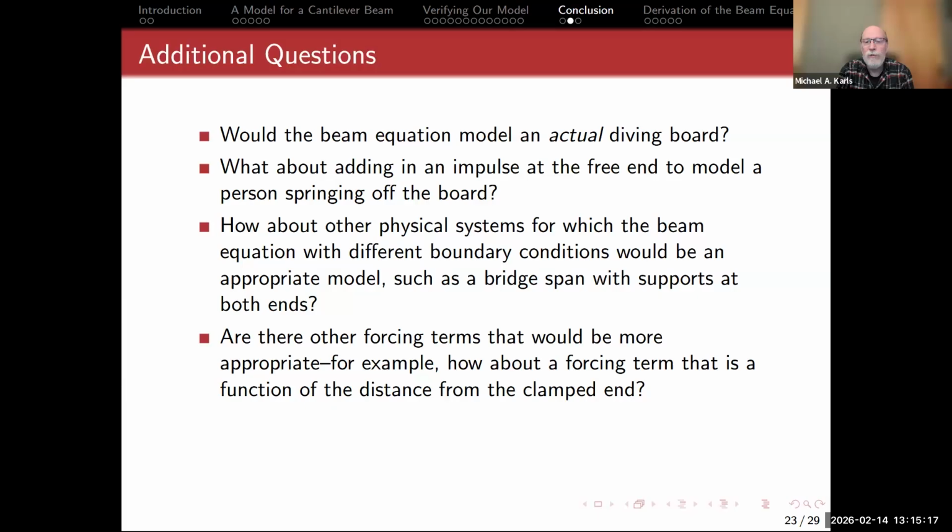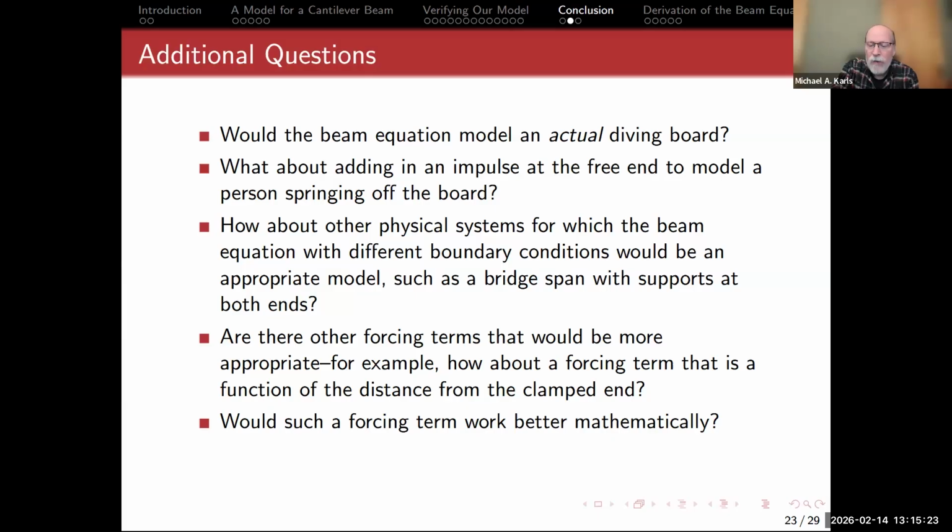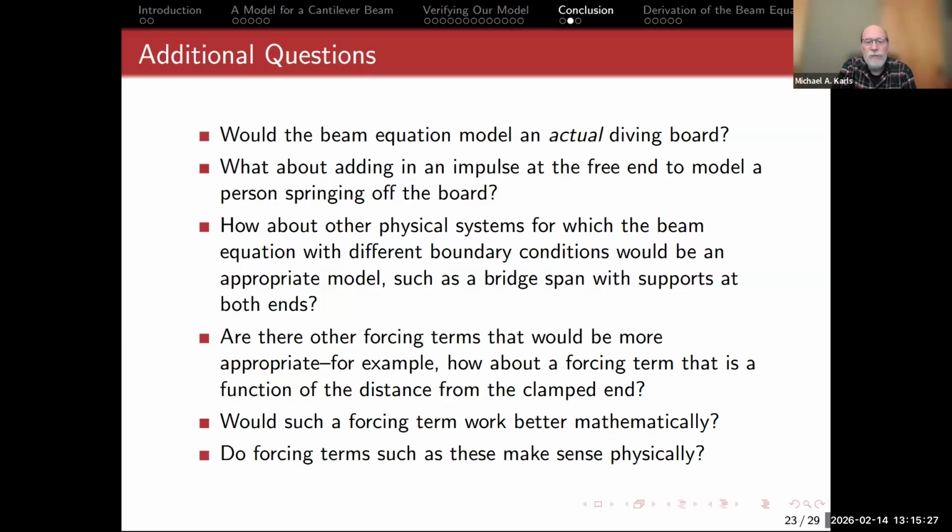For example, how about a forcing term that is a function of the distance from the clamped end? And would such a forcing term work better mathematically? And do forcing terms such as these make sense physically?